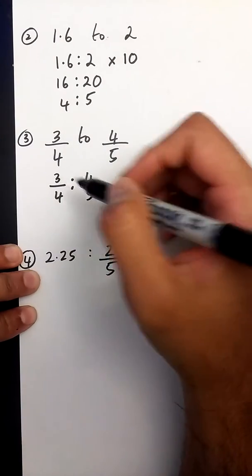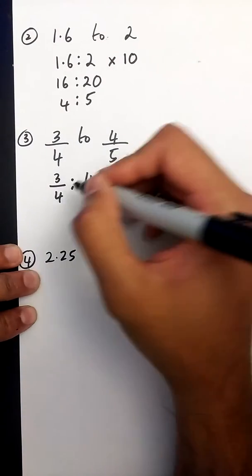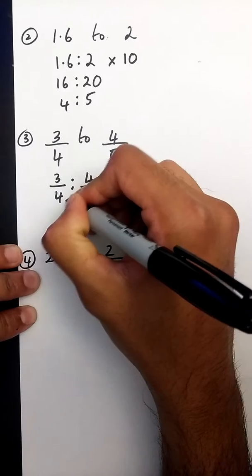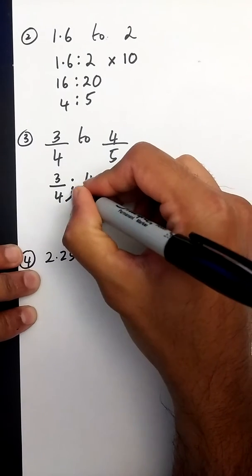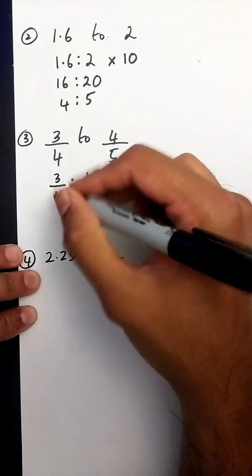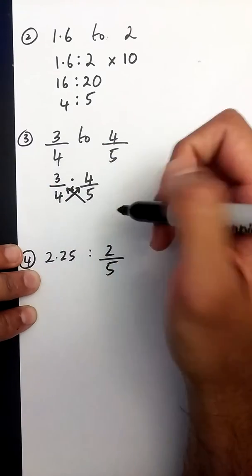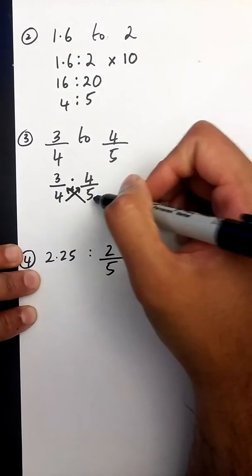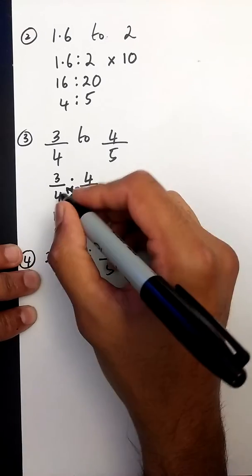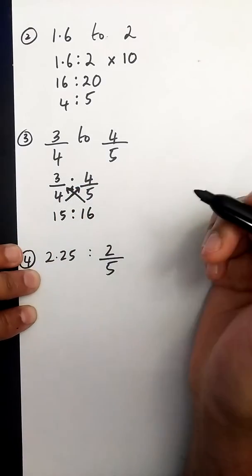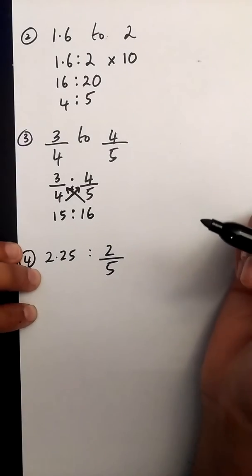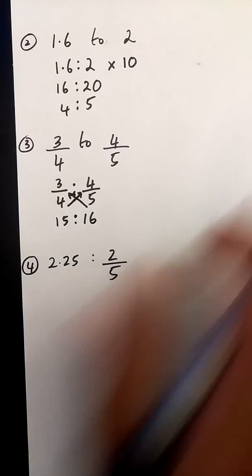Then to eliminate fractions, there's quite a few ways to do it, but I just like to cross multiply. So I'm going to multiply this 4 on the top. And I'm going to multiply this 5 on the top. And remember, it's cross multiplication, so you're multiplying on the opposite sides. So 3 times 5 is 15. 4 times 4 is 16. And that's pretty much my final solution because I cannot reduce that down any further.